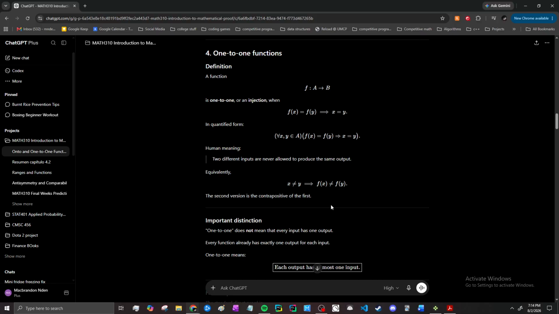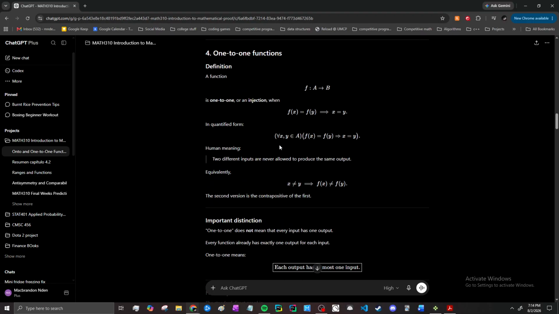A function f mapping A to B is one-to-one, or an injection, when f of x equals f of y implies x equals y. In quantified form, this must be true. In human terms, two different inputs are never allowed to produce the same output. Equivalently, if x does not equal y, then f of x does not equal f of y. So that's a one-to-one function.